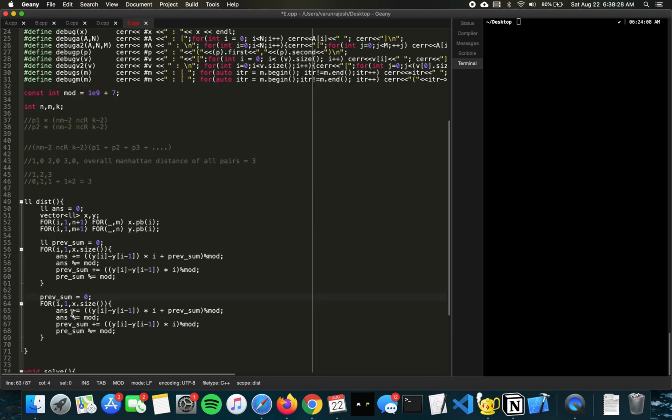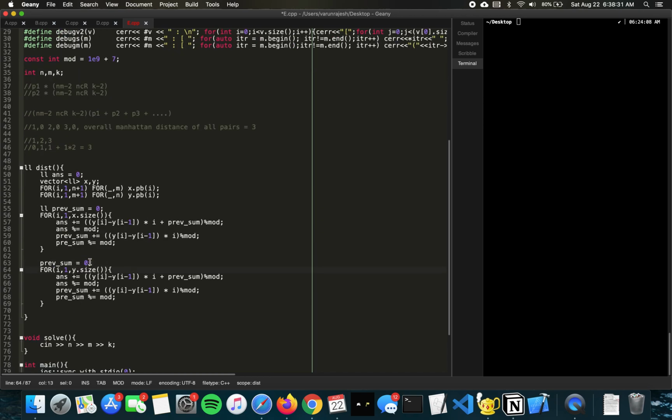So let's set previous sum to 0 again. Then we go through all the y coordinates. Then answer plus equals, oh wow, sorry, this should be xi. What am I doing? xi, and then this actually works out because I did this by mistake. Okay, yep, that works out. And then we would just return answer. So yeah, so I think this would handle calculating all the Manhattan distances. So we handled this part.